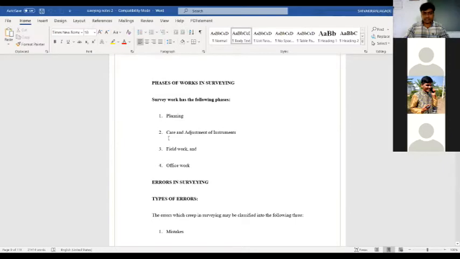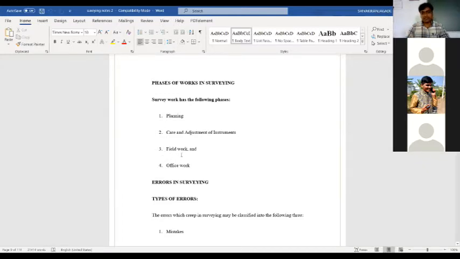And the second phase of work is care and adjustment of instruments. If you are making the plan and executing it on the field, the instruments with which we take measurements or mark out on the field have to be taken care of properly. And if the instruments develop error, you have to adjust them and make the proper measurement. So this is the second phase.